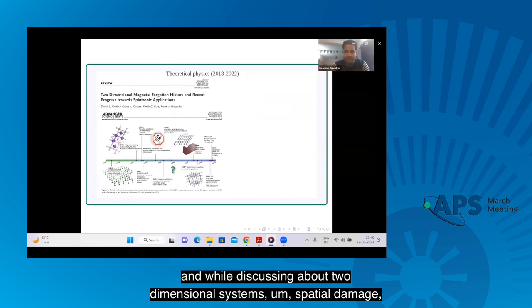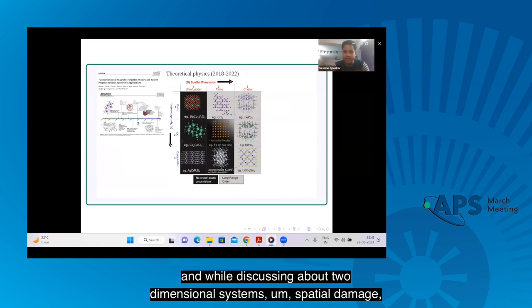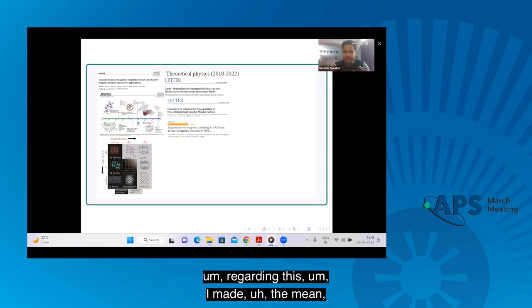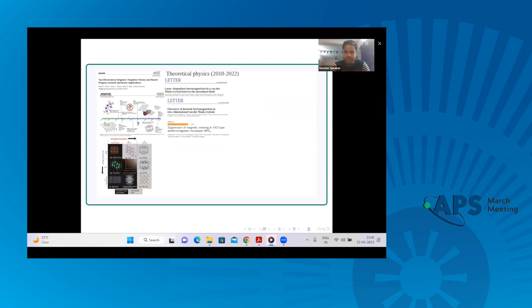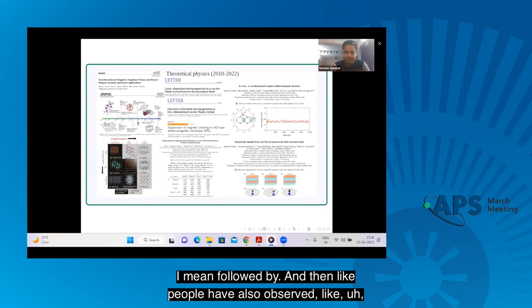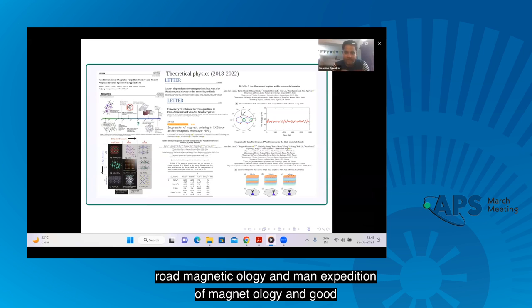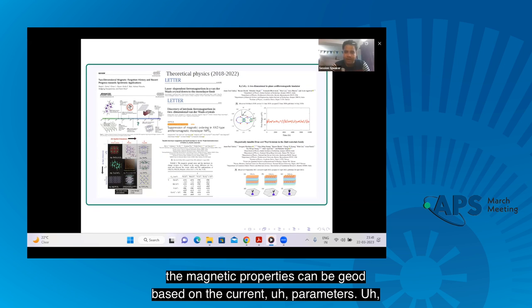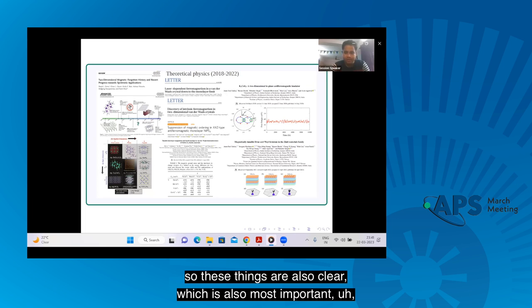So I started working with two-dimensional magnetic systems, and while discussing two-dimensional magnetic systems, the concept of spatial dimension and spin dimension would be of utmost importance as far as finding a long-range magnetic order is concerned. Regarding this, people were observing long-range magnetic order in low-dimensional magnetic systems experimentally, and then people have also observed low-dimensional magnetic topology and exploration of magnetism topology in low-dimensional systems. So how topological properties or the magnetic properties can be tuned based on different parameters? These things are also of utmost importance.